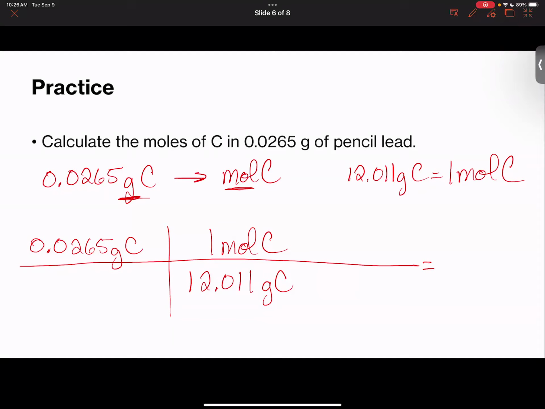And when I key this into the calculator, I get 0.002206 moles of carbon.